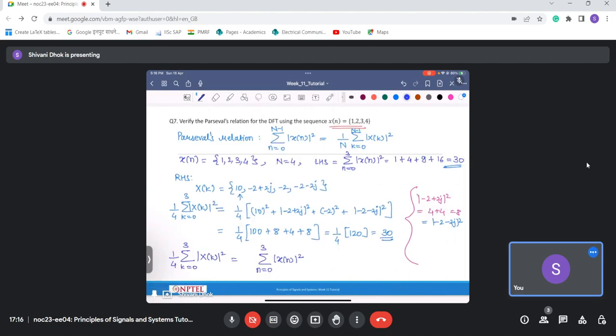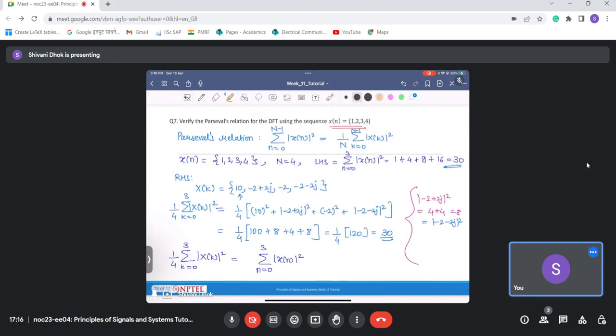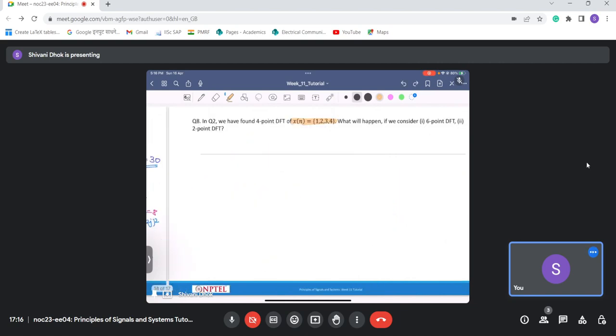Okay. If not, then let us look at the next question. What we have been given is, in question 2, we have found out the 4-point DFT of this sequence, that is xn equal to 1, 2, 3, 4, which was obtained something like this. Now what will happen if we consider 6-point DFT and 2-point DFT? Can we take 6-point DFT and can we take 2-point DFT of xn?